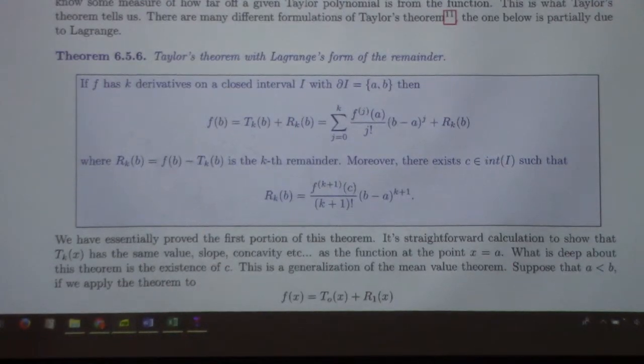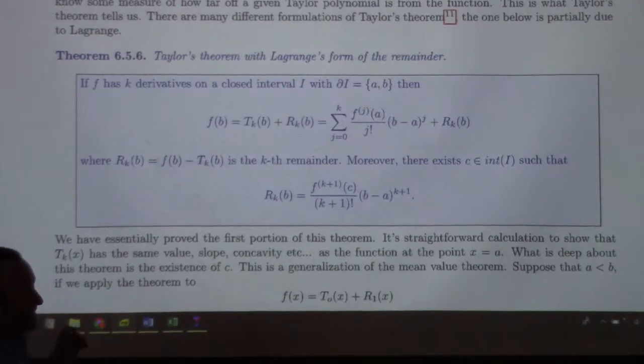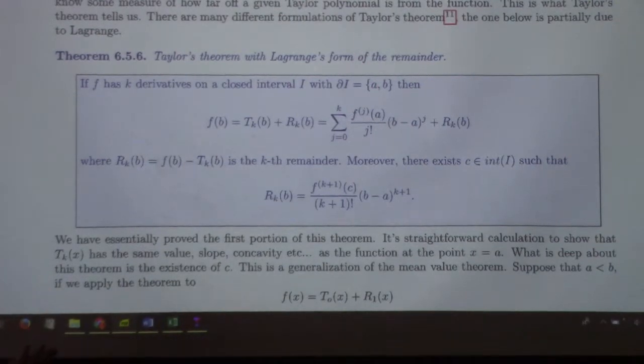All right? In principle, that's what you need to show. And this theorem gives you the tool to do it. It says that if we have a function with k derivatives on a closed interval, this just means that the interval is either a to b or b to a. Okay? So don't sweat it.